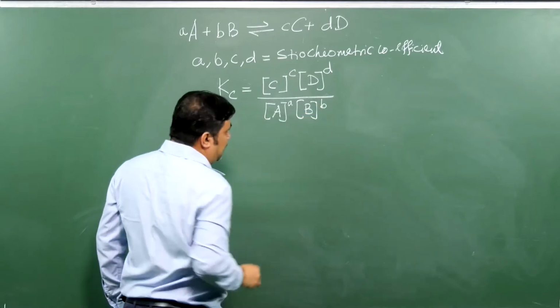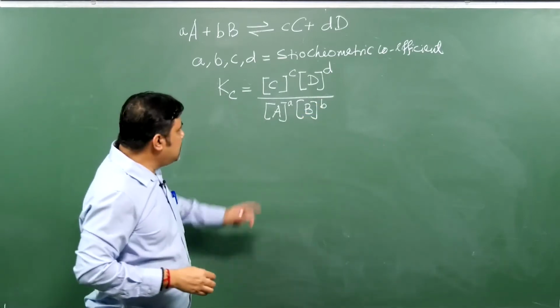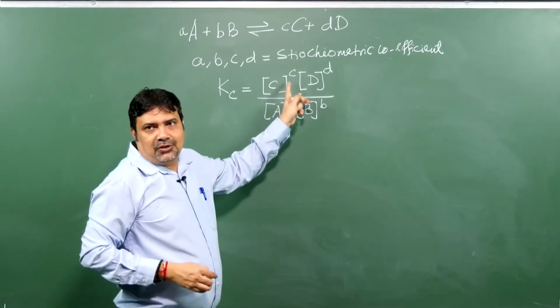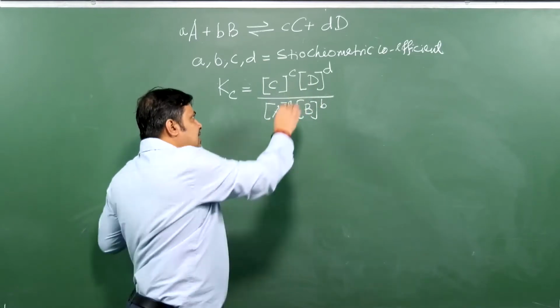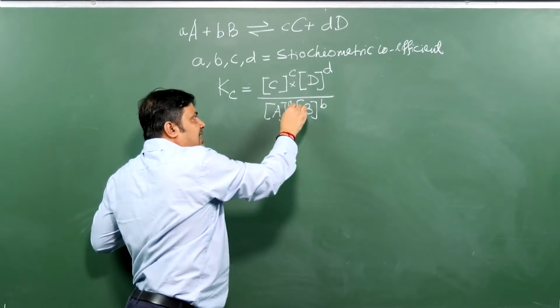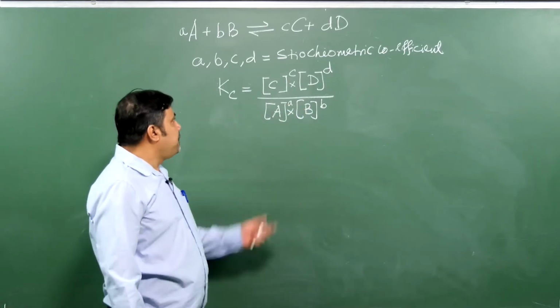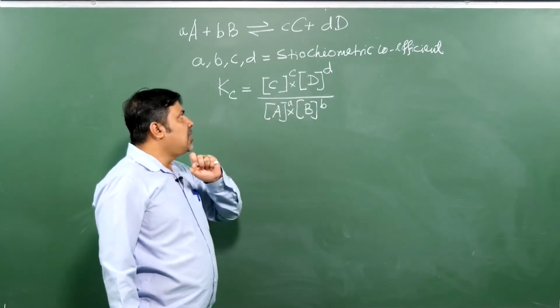Some students have a misconception. They write a plus sign here. You have to understand this: the sign will be multiplication, this into this, this into this. It's not a plus sign. Clear? This is the expression of Kc.